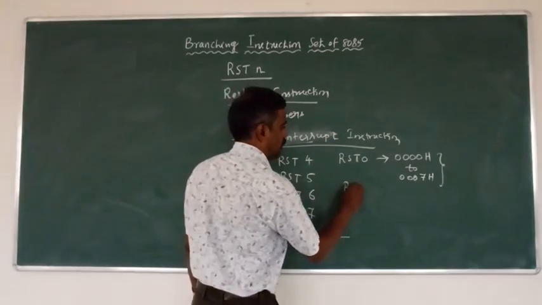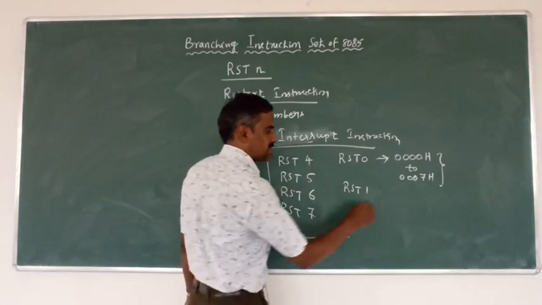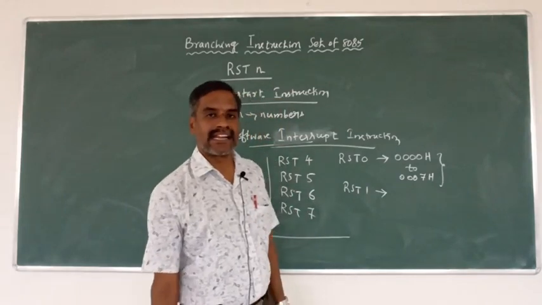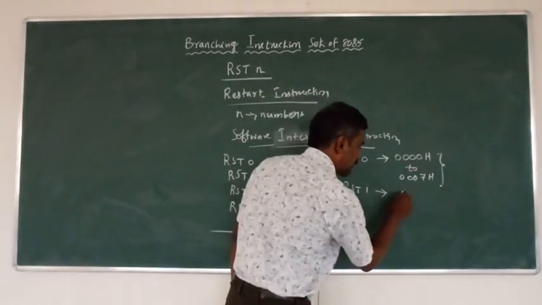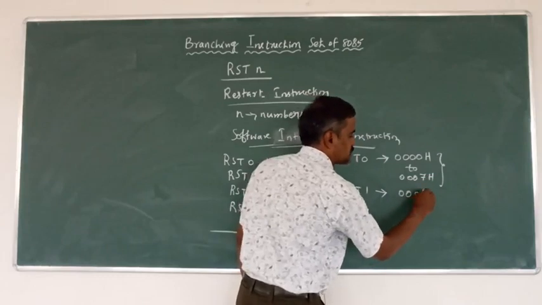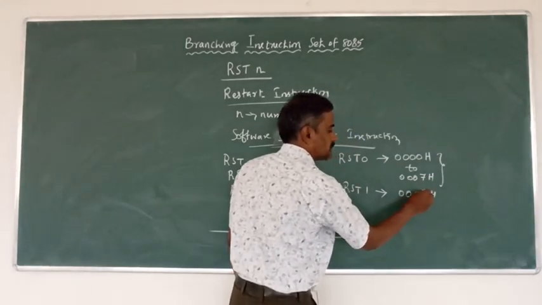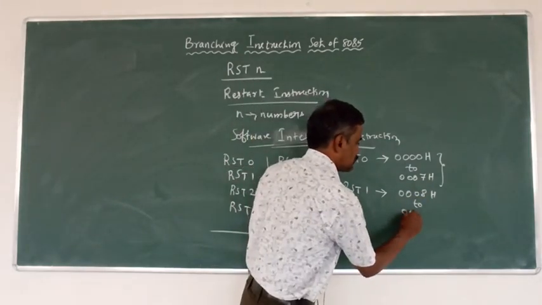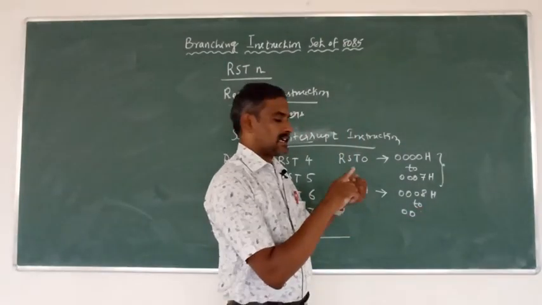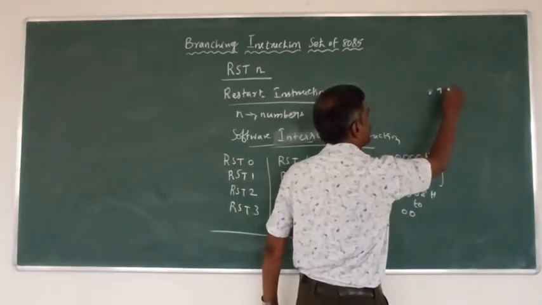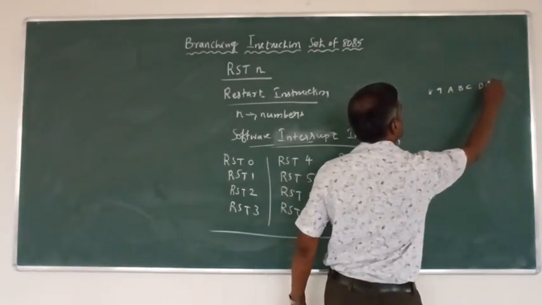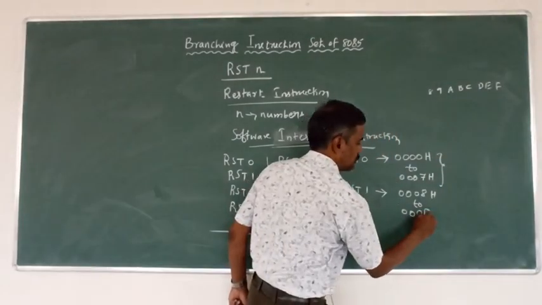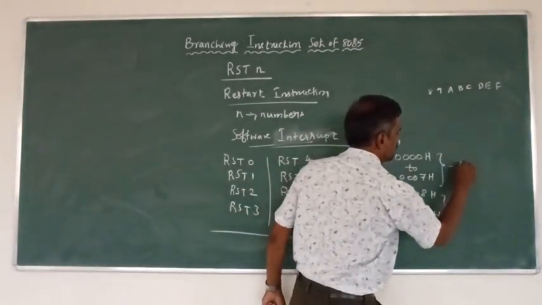Next, RST 1. RST 1 also consists of 8 memory address locations, starting from the next address, 0008, to a total of 8 address locations: 0008, 0009, 000A, 000B, 000C, 000D, 000E, 000FH. Total 8 addresses.